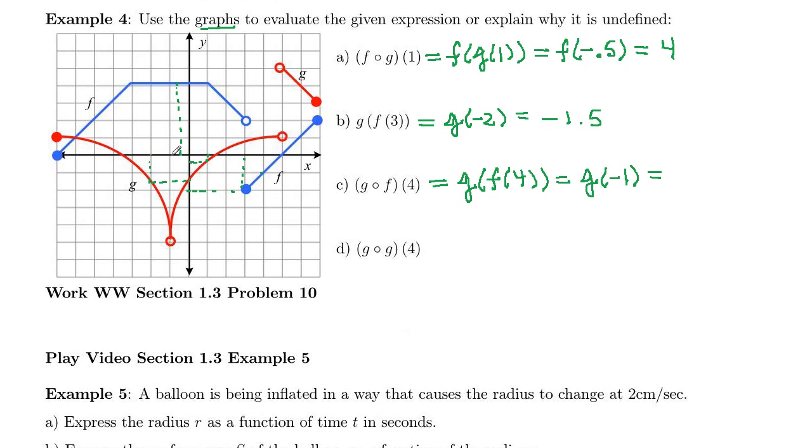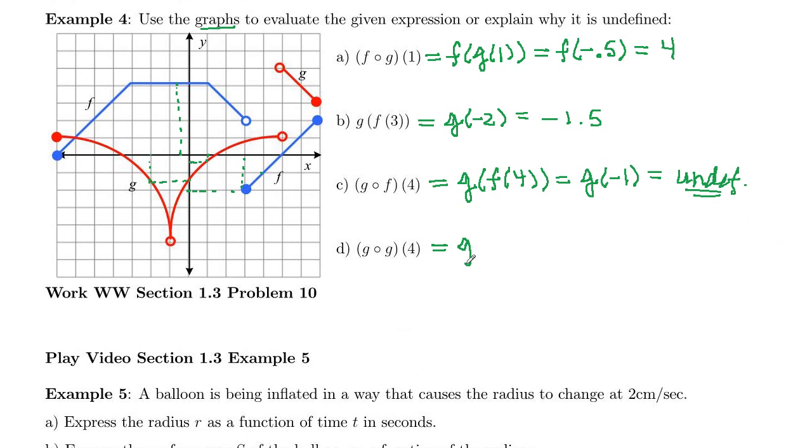So now start at negative 1 on the x-axis. We go down to the function g. Oh, there's an open circle there. g is not defined at negative 1. There's no circle that's in line with negative 1. So this is undefined. So it does not exist.